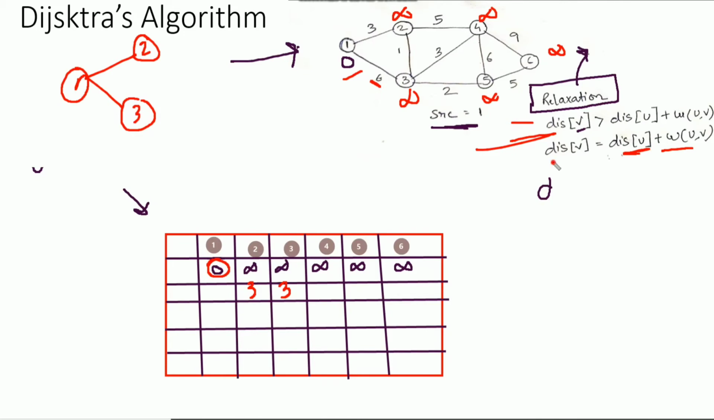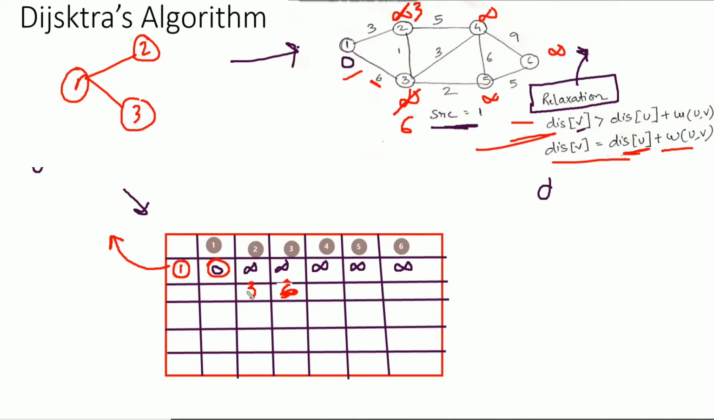If the condition is true, I need to update the value. So I'll update the value from infinity to 6. It means I've updated this value to 6 and this value to 3. Now, 1 is the vertex that I will be including in my shortest path graph.